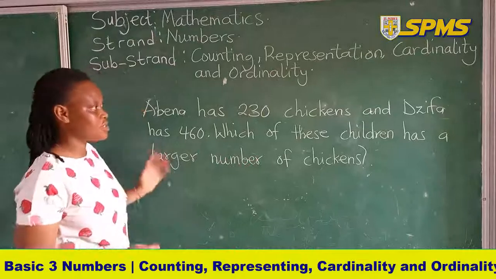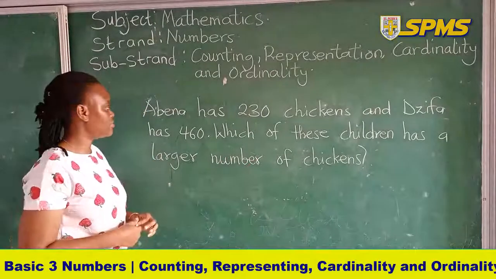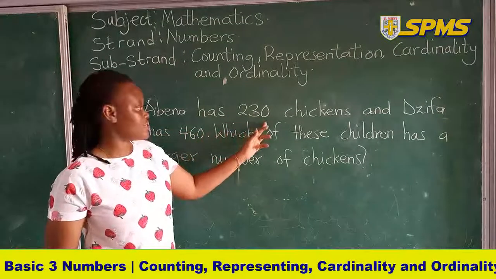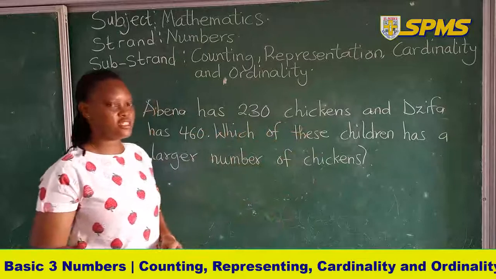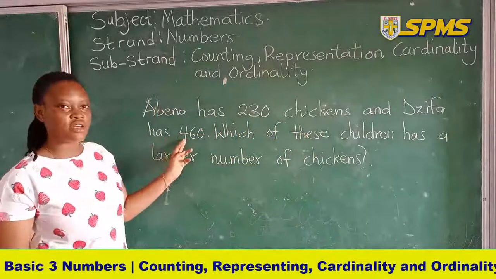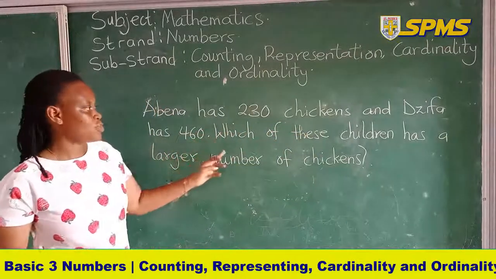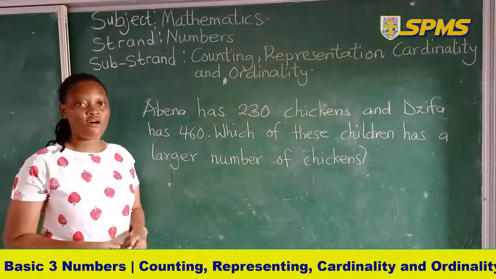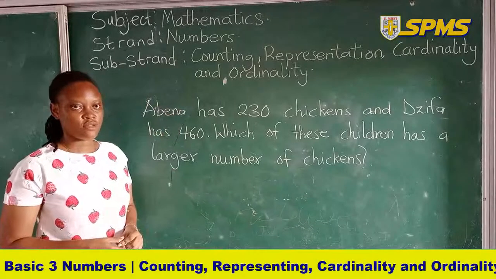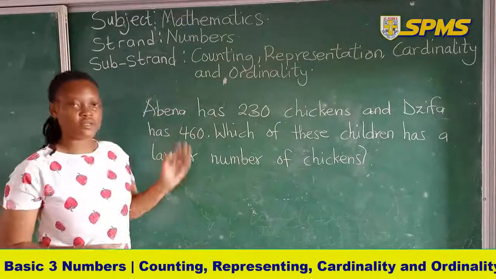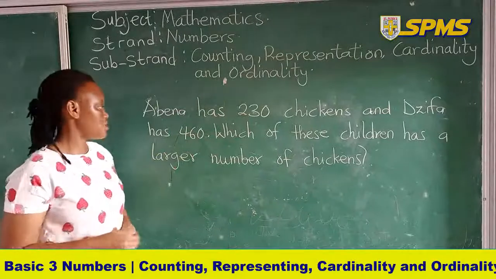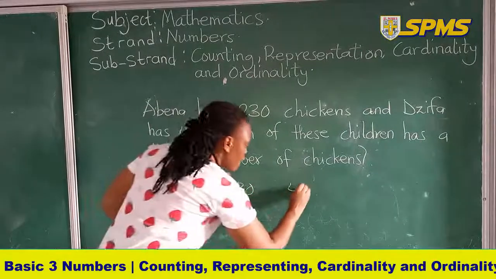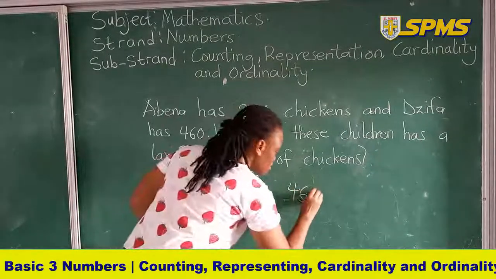Okay, children, let us read what we have on the board together. Abena has 230 chickens and Jifa has 460. Which of these children has a larger number of chickens? So we realize that they are both having 3-digit numbers. That is 230 and then 460.